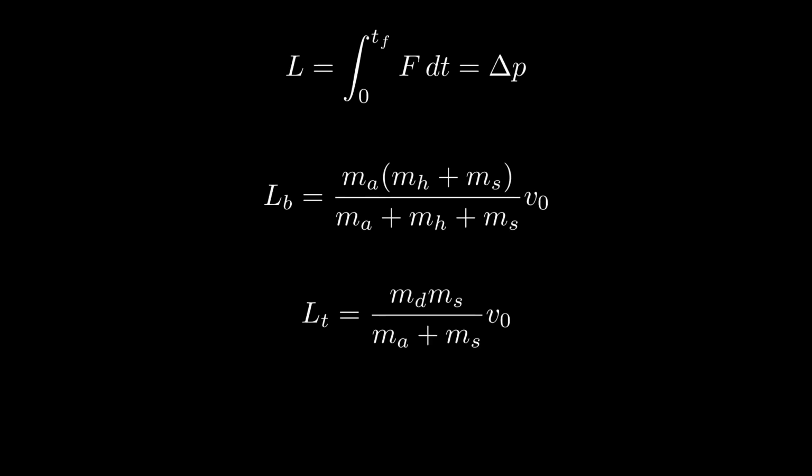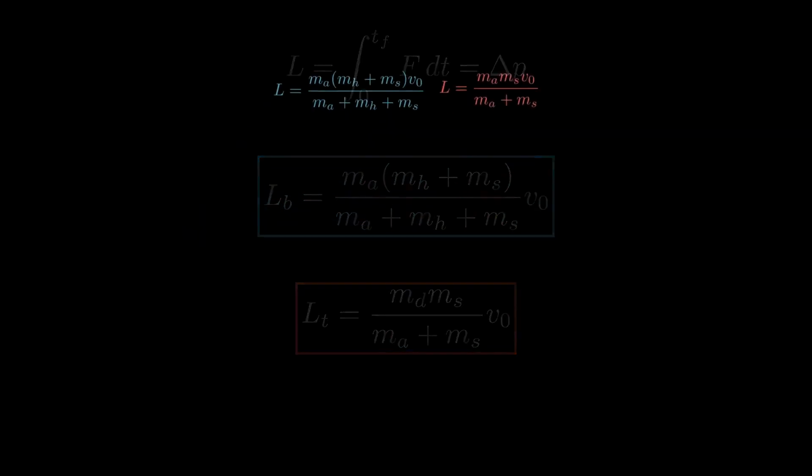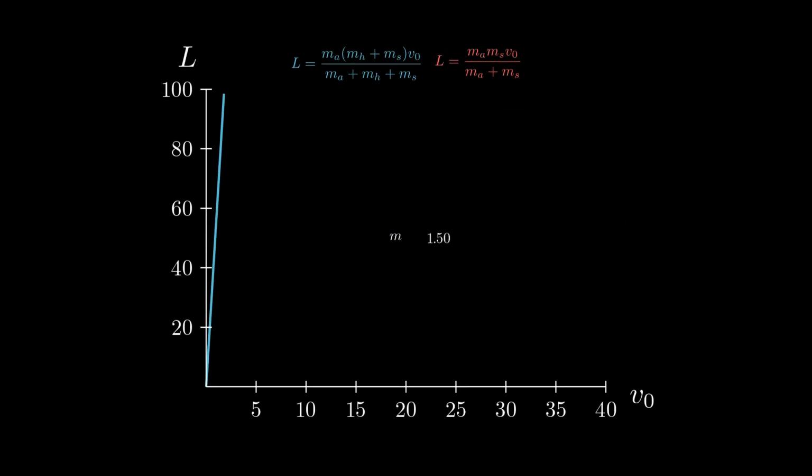The equation boxed in blue represents the lethality of the bracing scenario, and the equation boxed in red represents the lethality of the throwing scenario. This graph represents lethality as a function of impact velocity, and the curve of the bracing scenario is significantly steeper than the curve of the throwing scenario. A thrown spear must be traveling significantly faster than a charging animal to generate the same amount of lethality. This is because a braced spear benefits from the mass of the human holding it.